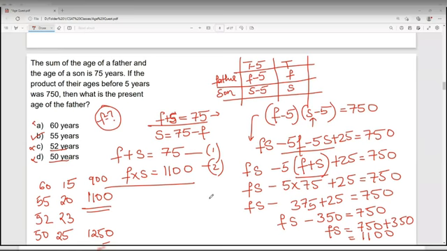So there is one more method. So what you can do is you can just try the numbers. Sometimes trying the numbers will be much faster. I'll demonstrate the method, trying numbers.